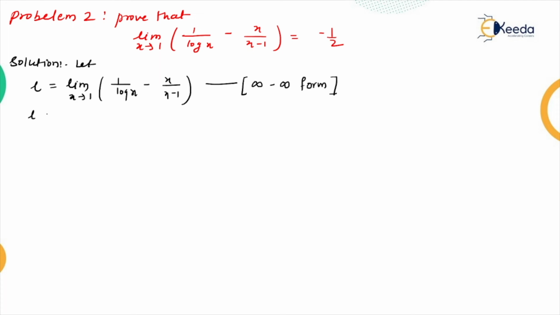Now therefore, I have to convert this into just 0 by 0 or infinity by infinity form by taking the LCM or some other calculation. So now this adjustment is there. Taking the sum of 1 by log x and minus x upon x minus 1, this can be solved by using x minus 1: 1 into x minus 1, that is x minus 1, minus x into log x, and the total divided by the product x minus 1 into log x.